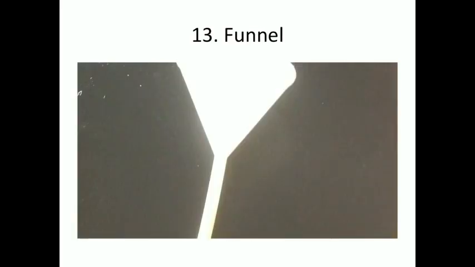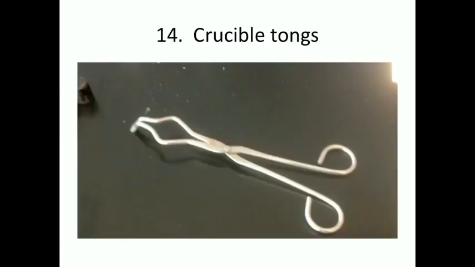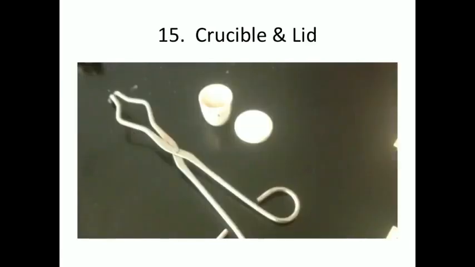This is a funnel. It allows us to transfer liquids from one container to another. It also allows us to filter solids from liquids with the aid of filter paper inside it. These are crucible tongs. This is used to manipulate crucibles and the crucible lid. It can also be used to hold small metal objects when we're heating them.